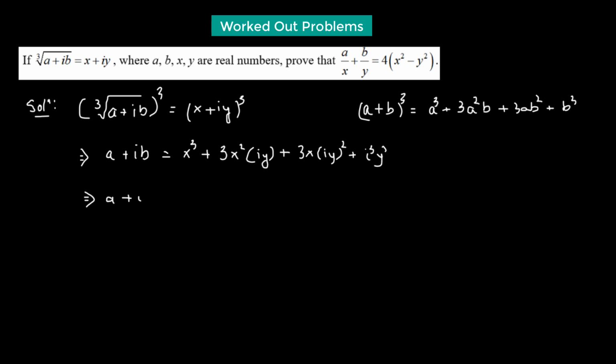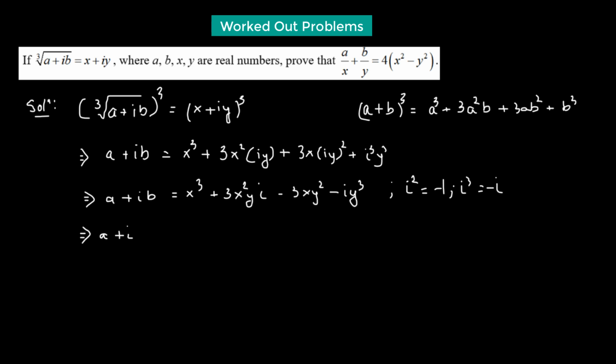And that gives us a plus ib is equal to x cubed plus 3 x squared y times i, and we have 3x i squared y squared. So i squared is -1, so that should give us -3 times x y squared. And we know i cubed is equal to -i, so that gives us -i y cubed. So we're using the fact that i squared is equal to -1 and i cubed is equal to -i.